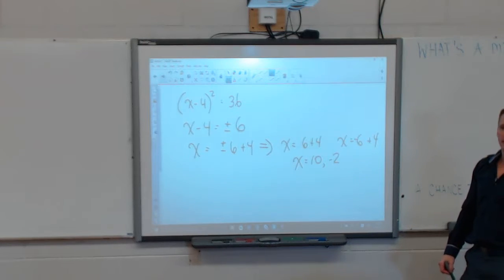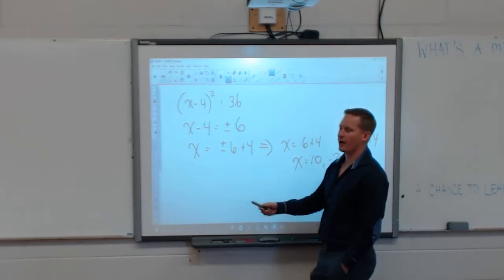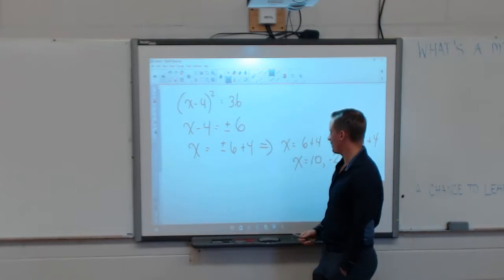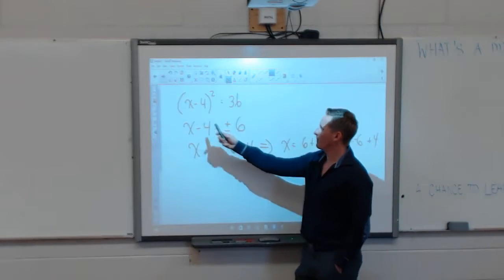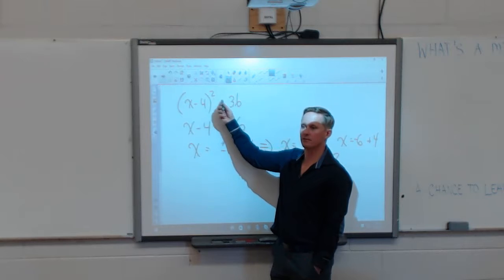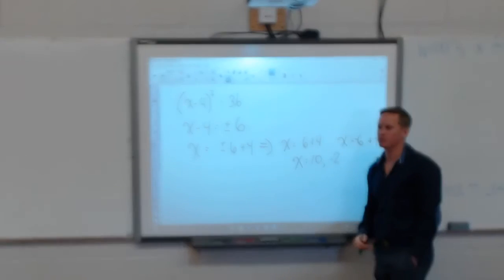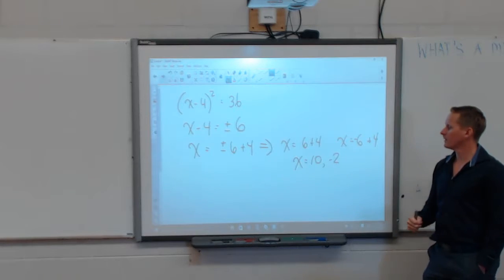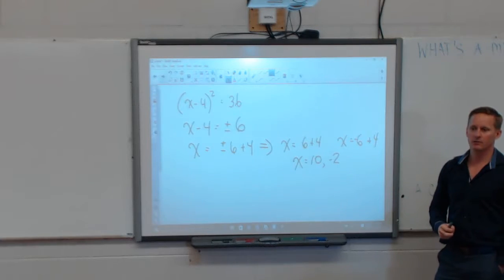Okay? Check your solution at this point. Put this back in for x. 10 subtract 4 is what? 6. 6 squared is? Sure, it works. Minus 2. Minus 2 subtract 4 is? Negative 6. Negative 6 squared is? 36. So you can check your solution. It works way better, obviously, when they're whole numbers. But you can check your solutions.